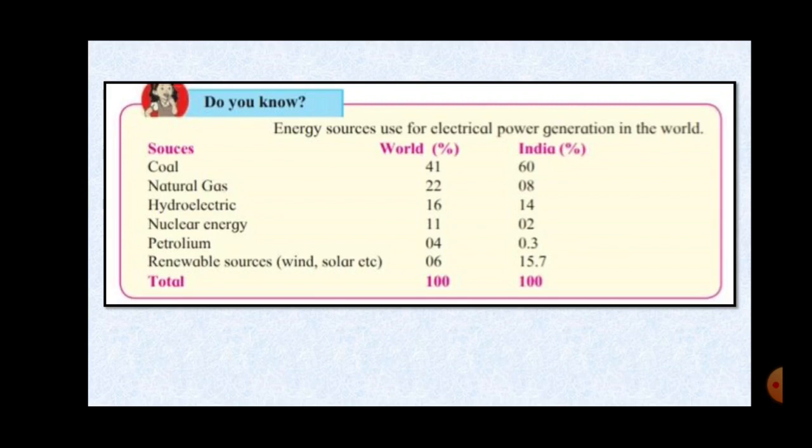Nuclear energy 11% in world, whereas only 2% we are using in India to generate electricity. Petroleum 4%, whereas in India it is only 0.3%. Renewable sources like wind and solar, etc., only 6%, whereas in India we are using it up to 15.7%. So that's quite good because we are using the renewable sources. Okay, so this is the data which is given in the textbook.